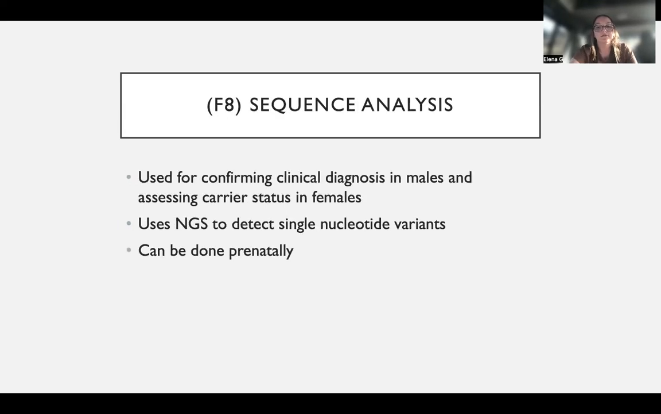Next, the F8 sequence analysis detects single nucleotide and copy number variants in the F8 gene through the use of next generation sequencing. This means that the test scans the whole F8 gene for the presence of variants or mutations, and this test is useful for confirming clinical diagnosis in males, and then also assessing hemophilia A carrier status for at-risk female patients, again, as it was with the other test. And this test can also be done prenatally when an F8 variant has been identified in a family member.